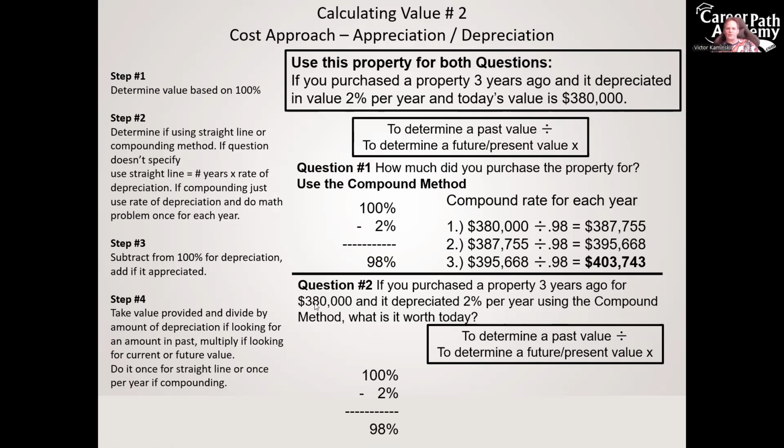So what do we do with the number they gave us? The purchase price. You bought it 3 years ago for 380,000. It depreciated 2% per year using the compound method. What is it worth today? So what's the next step? We take the 380 and what do we do with it? It depreciated like 2% of 380 every year. So how do we calculate that?